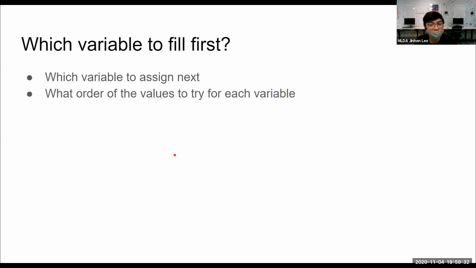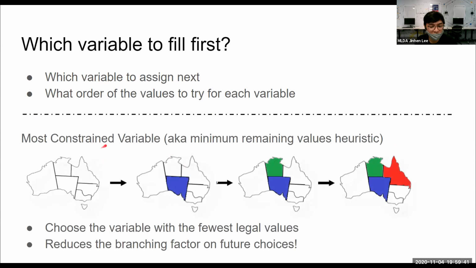Okay, so one of the heuristics we can ask ourselves about is which variable to fill first. So, which variable to fill first? In this case, we actually fill in the most constrained variable.